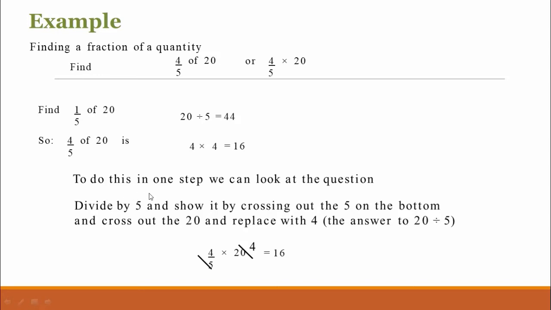So to do this in one step, we can look at the question: divide by 5 and show it by crossing out the 5 on the bottom and the 20 and replacing it with 4. So the result of this fraction form, 4 by 5 multiplied by 20, is equal to 16.